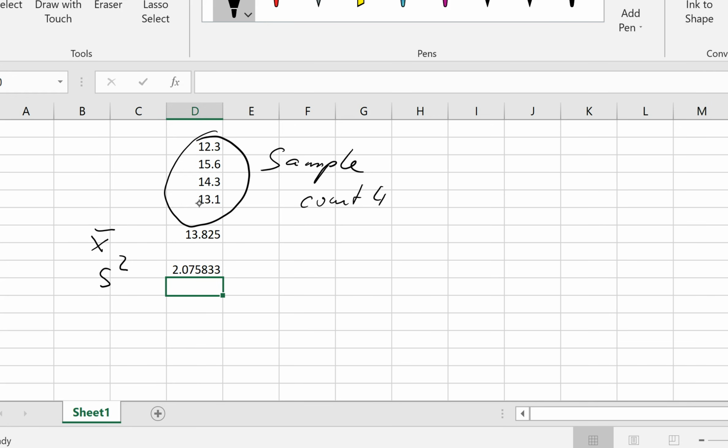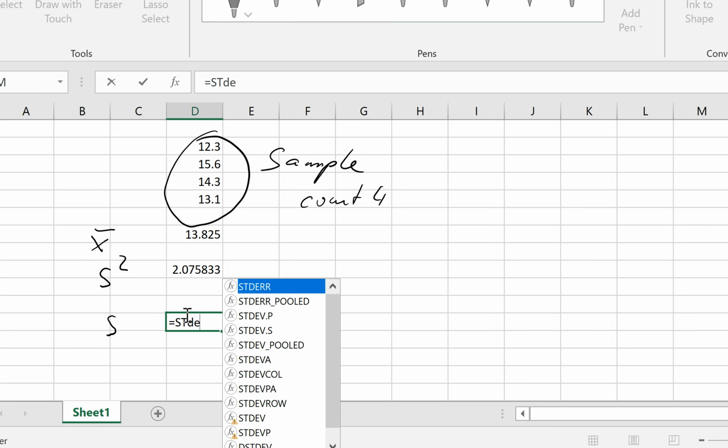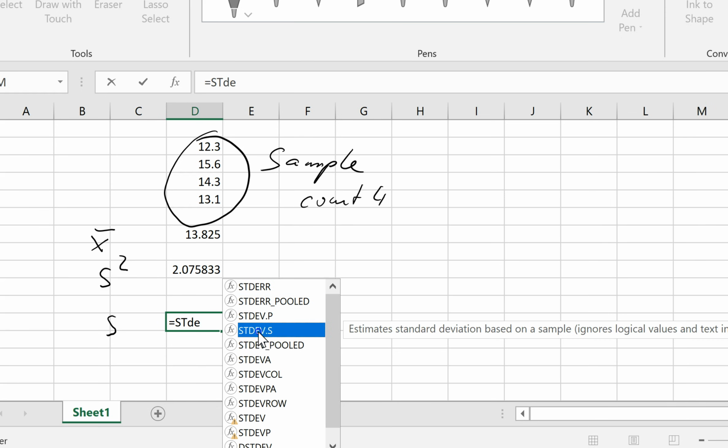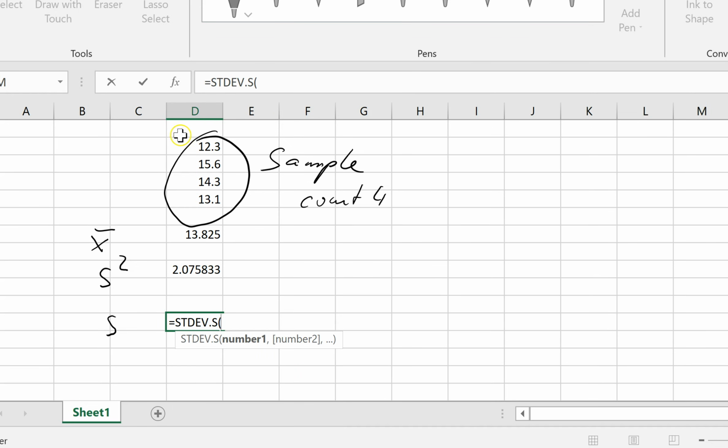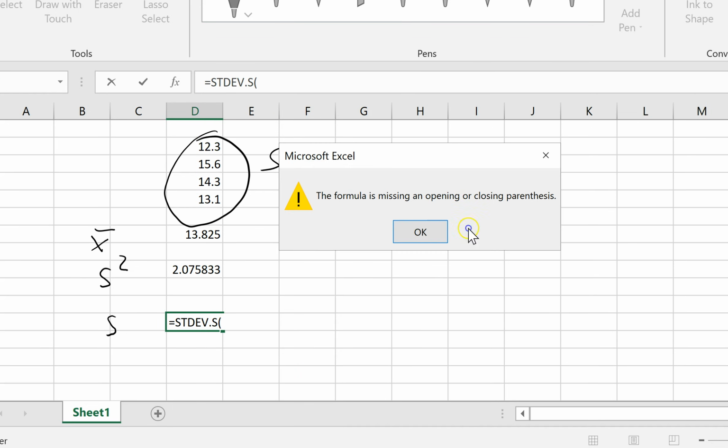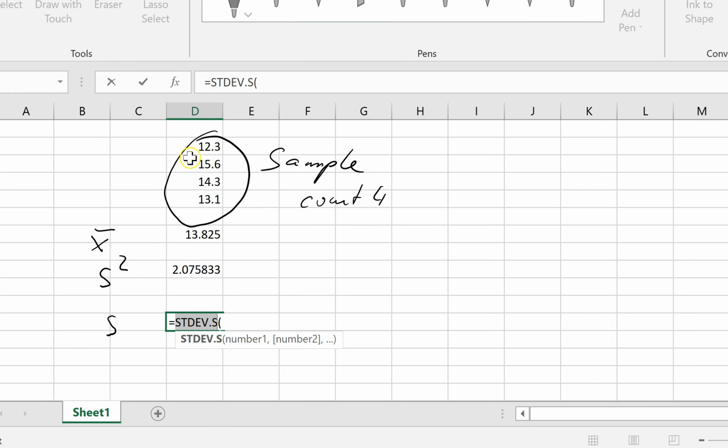And of course sometimes we want to have a sample standard deviation, so we can simply take the square root of the variance, or we can use the built-in standard deviation function, equals standard deviation. Here we see standard deviation of a sample, and it tells us actually that it is a sample here. So double click, left mouse button pressed, and close the bracket.